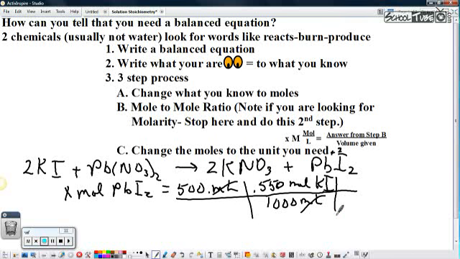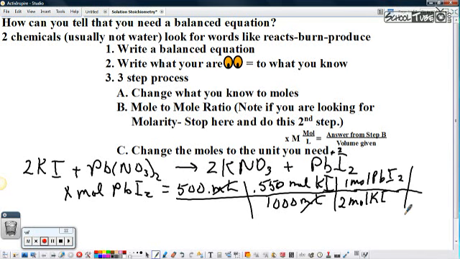Mole-to-mole ratio. Where do my numbers come from? The balanced equation, and the coefficient in the balanced equation. So I have 2 moles KI, and I'm looking for PbI2. It's 1 mole PbI2.